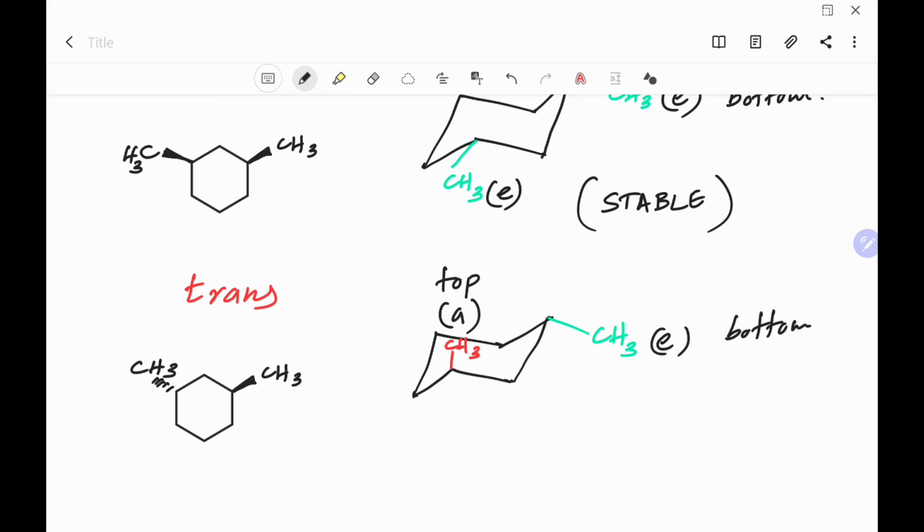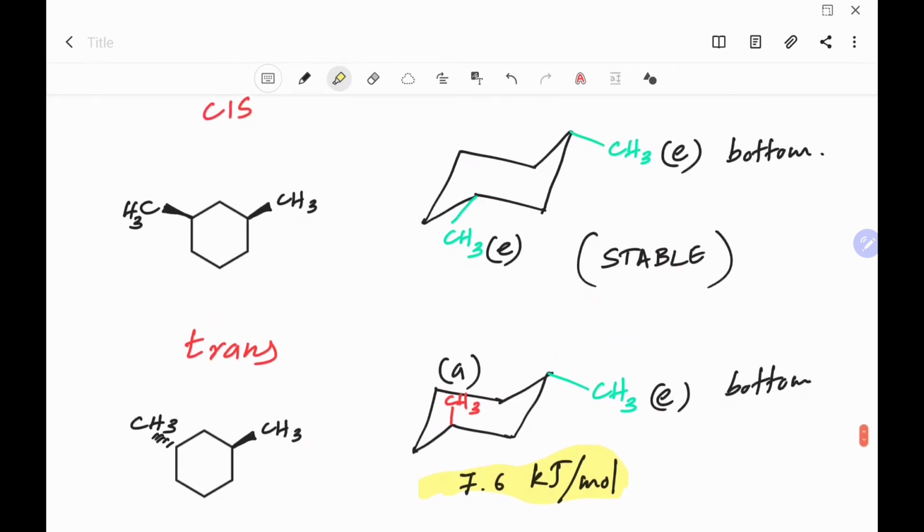So when you have an axial CH3, of course you are going to have 7.6 kilojoules per mole steric strain. Okay, so you're going to have 7.6 kilojoules per mole steric strain. So this is the unstable one as compared to the cis isomer.